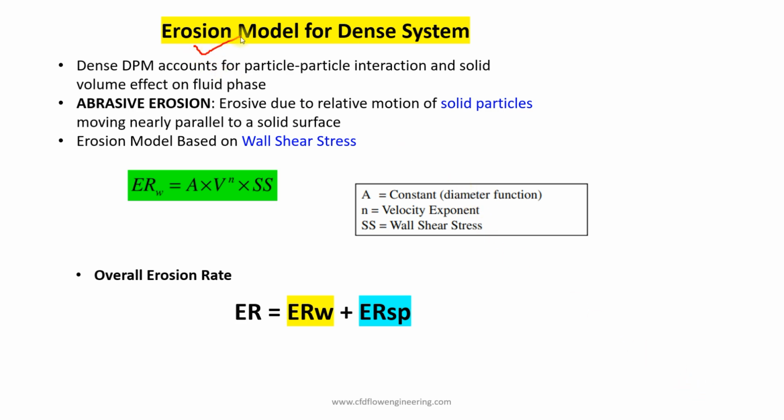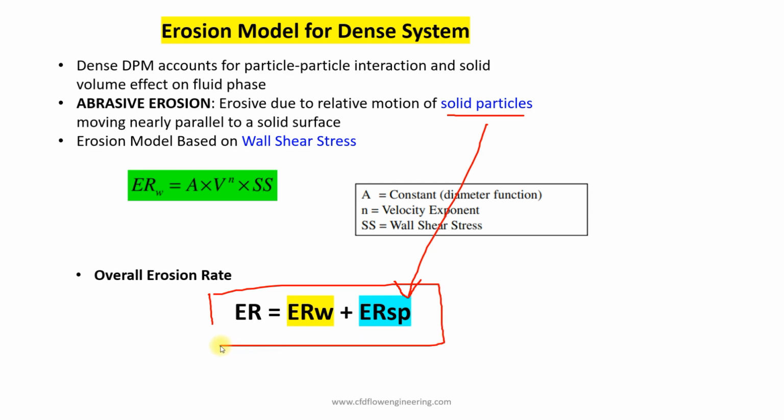Erosion model for the dense system, when coupled with the DPM model: the total erosion rate is equal to the erosion rate due to the wall shear stress and the erosion rate by the solid particle motion near the moving wall. This way we can find the overall erosion rate.